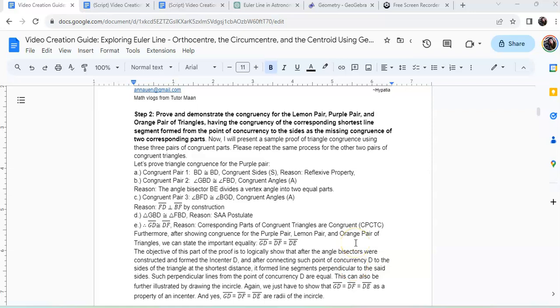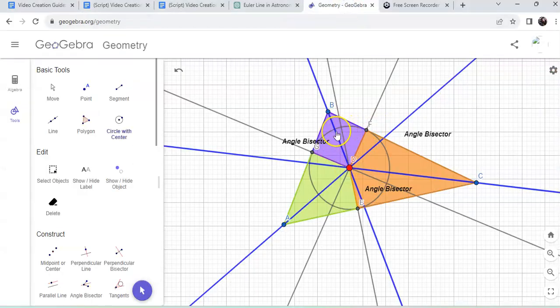Now I will present a sample proof of triangle congruence using these three pairs of congruent parts. Please repeat the same process for the other two pairs of congruent triangles. So let's prove triangle congruence for the purple pair. Alright, so for the purple pair here, this one.